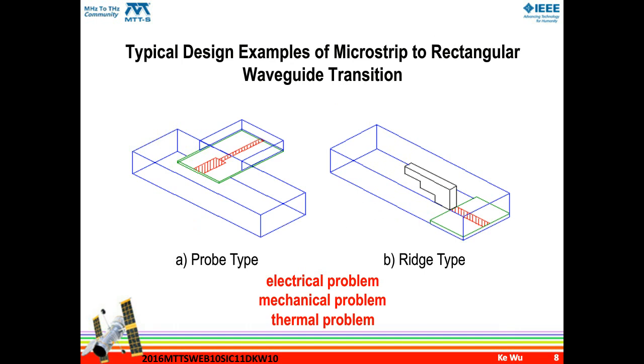For example, if you integrate planar circuits and waveguide together, you have to use a probe or ridge type transition. They have three problems. Mechanically, thermally, and electrically, they create a big challenge between these two mainstream technologies because they are not compatible in those three aspects.